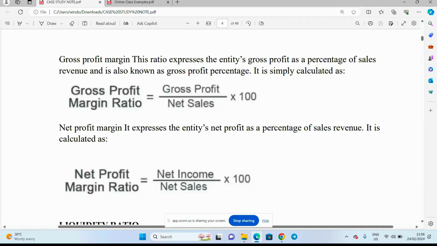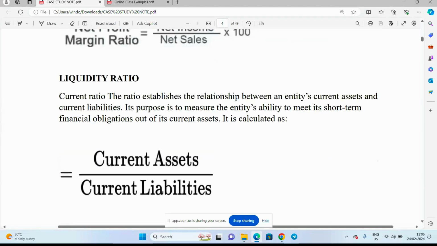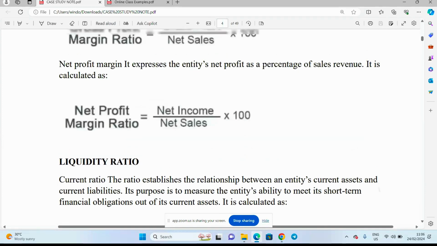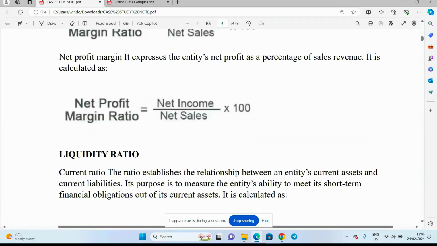Next person. Net profit margin. It expresses the entity's net profit as a percentage of sales revenue. It is calculated as net income all over net sales times 100 over 1. Excellent. Now, so I believe that one is very straightforward. So anything you get, it has to be in 100. It has to be in percentage.